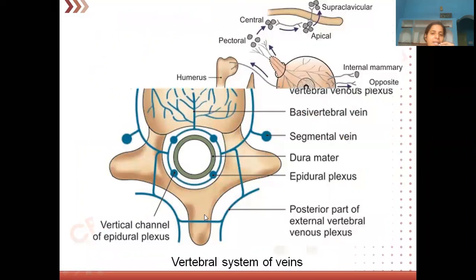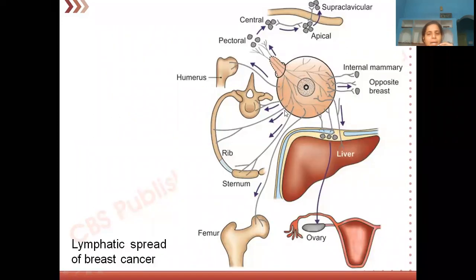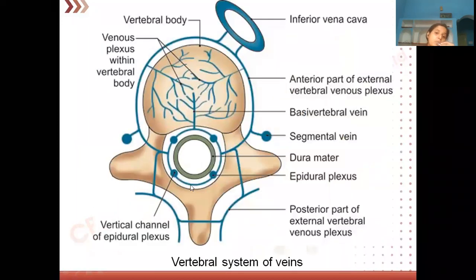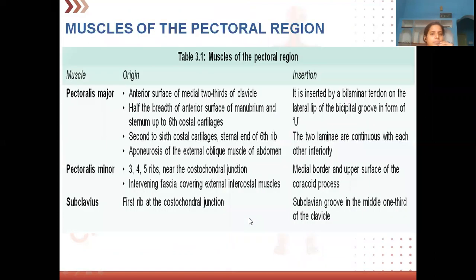Okay, and there may be connection of this mammary gland's venous drainage to the paravertebral venous plexus. From here, again, cancer cells also spread via veins also. So they now drain into the dural venous sinuses. That means cancer can also spread to the brain via this vertebral venous plexus of veins. Okay.